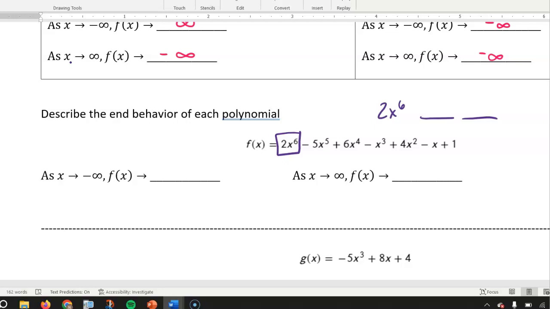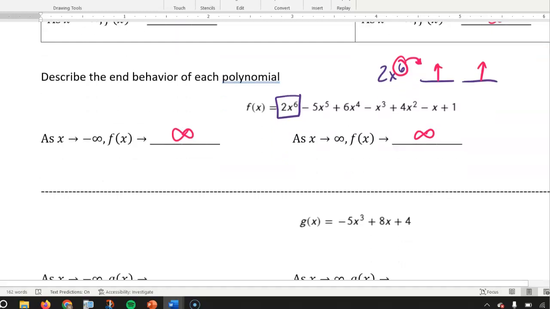All right. So I can see that the leading term is positive. So that means the right side of the graph is going to go up. The degree is even, so the left side is going to go in the same direction. So it's going to also go up. The left side of the graph is going to approach infinity. The right side of the graph is also going to approach infinity.